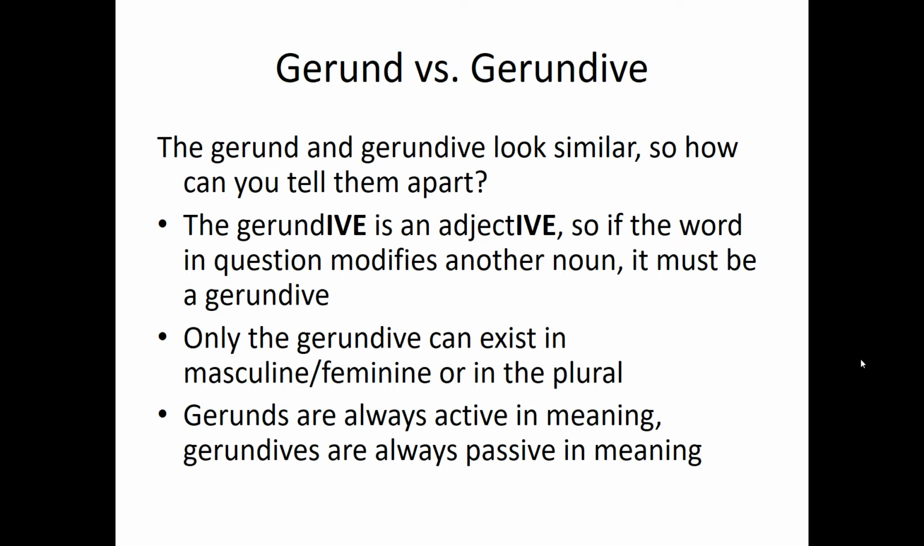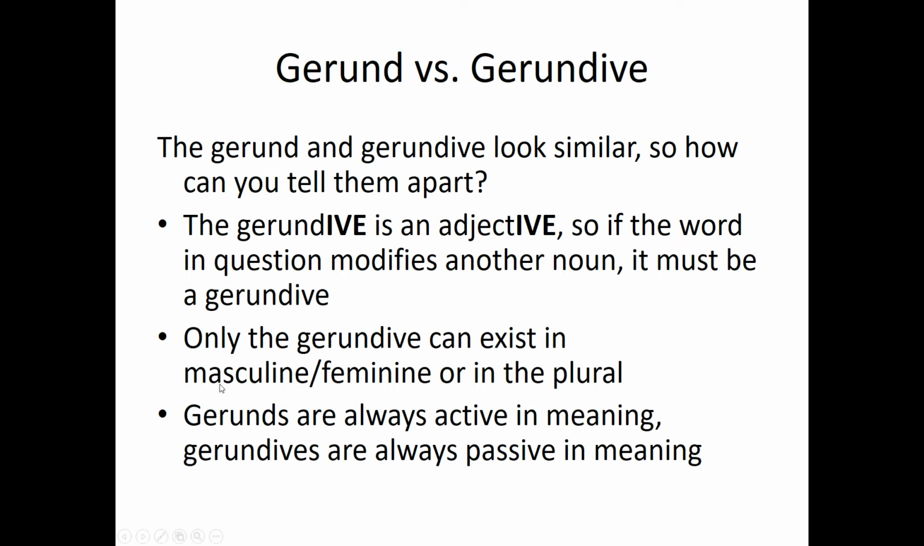Okay. The key to tell the difference is that the gerundive is an adjective, and therefore it's always going to be modifying another noun. If it's not modifying another noun, if it's standing on its own, then it's probably a gerund. You can also decide whether something's a gerund or a gerundive by looking at the gender. If the gender of the word in question is feminine, then it automatically has to be a gerundive, because gerundives are adjectives, whereas gerunds have to be neuter nouns.